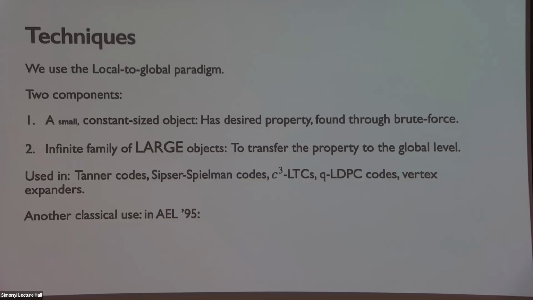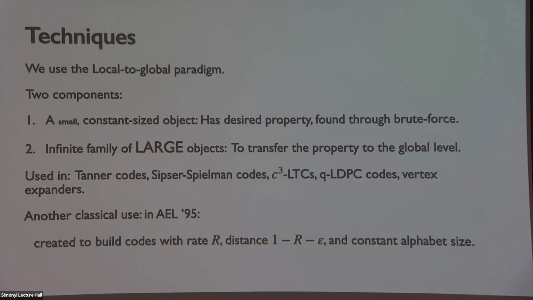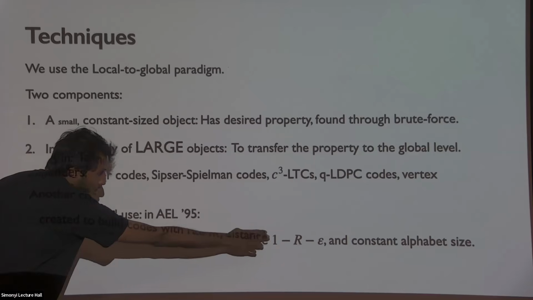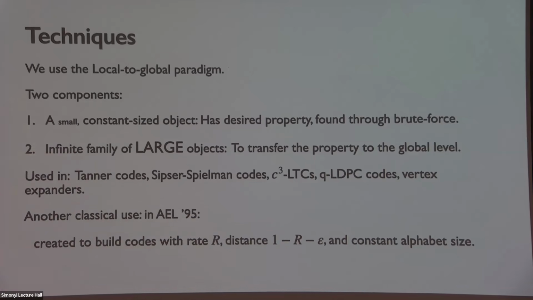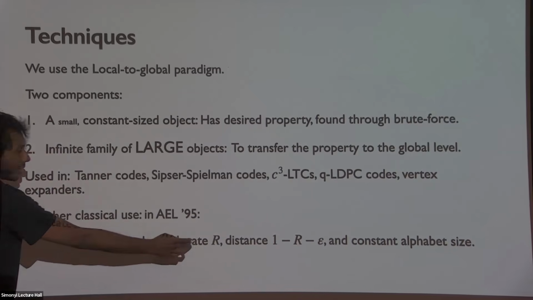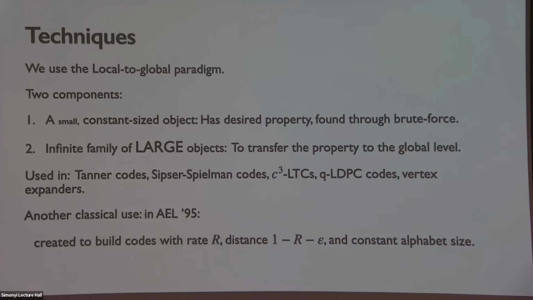So they came up with this construction originally to construct codes with rate r, distance 1 minus r minus epsilon, and constant alphabet size. So distance 1 minus r is the best you can get if you have a rate r code. Singleton bound says that. And they approach that as closely as they can with constant alphabet size. So Reed-Solomon codes get rate r, distance 1 minus r, but their alphabet size is linear in the block length.